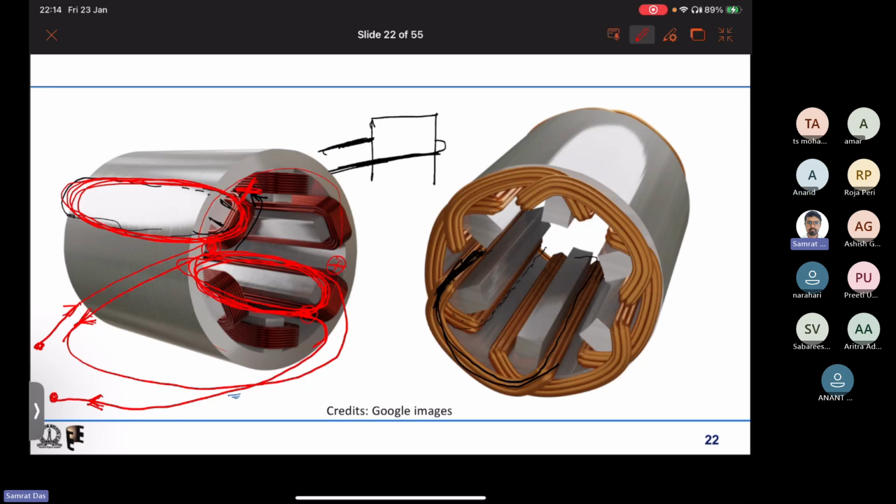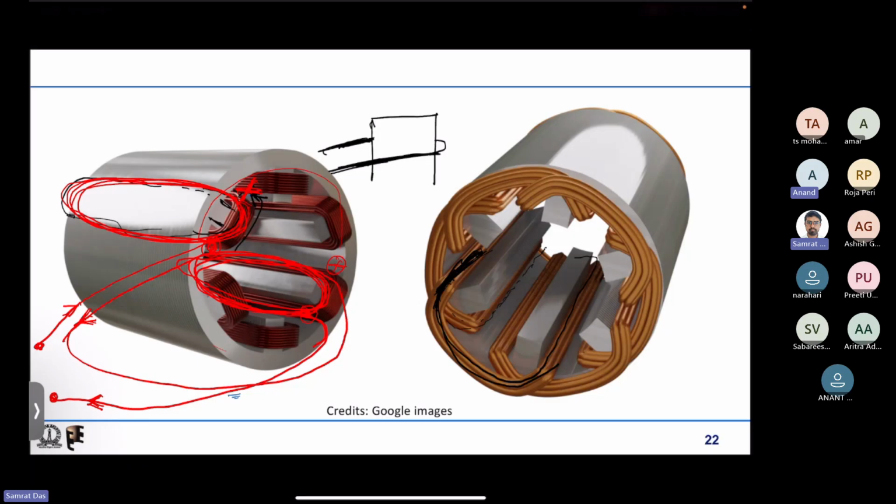Similarly, the Y and B phases are also the same. And one more thing: in general industrial applications, in most cases we handle distributed winding only, because it has fewer harmonics compared with concentrated winding. Most of the cases, unless very special cases where very high torque is required.